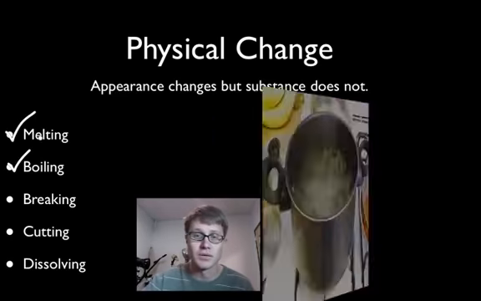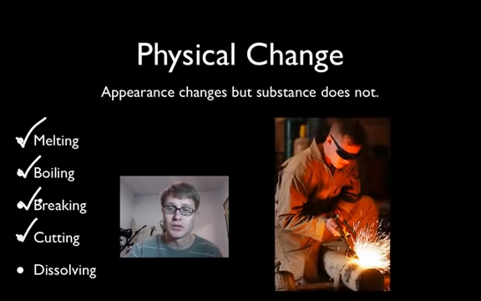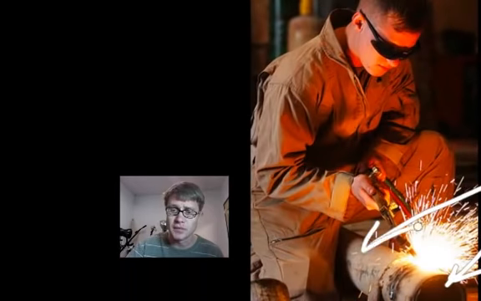Or if we were to, for example, keep breaking these bricks in half, and half, and half, and they're still bricks, then we'd call that physical. Or let's say we were to cut things in half. If we were to use this torch to cut this metal in half, the metal here and the metal here would still be the same, and so we call that a physical change to this pipe.